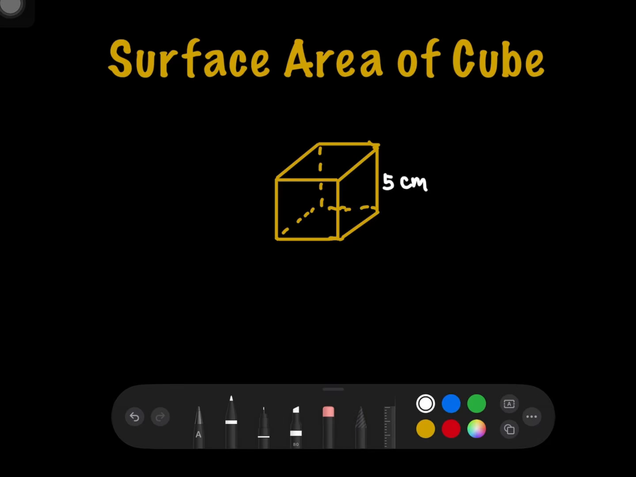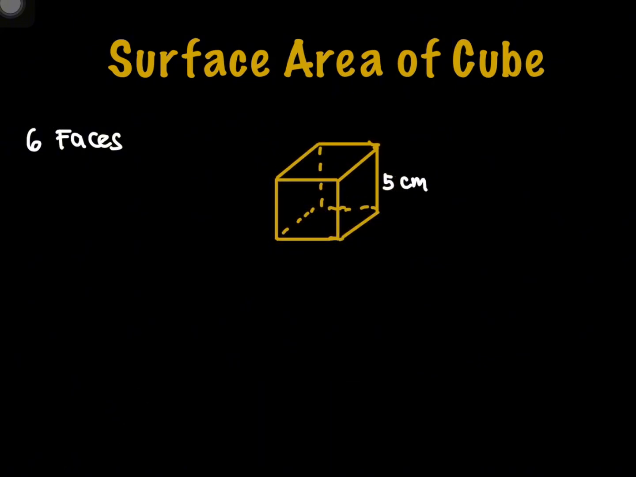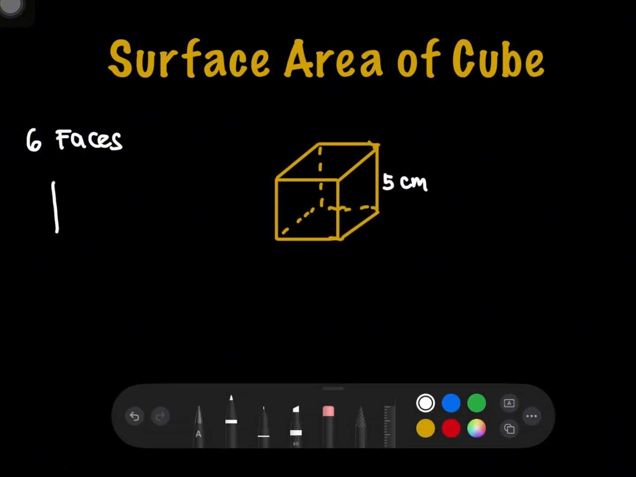To calculate the surface area of a cube, we all know that a cube has 6 equal faces. So in this example, if we have 5 cm as the height of this cube, then all sides should be 5 cm. To calculate the surface area, we have to get one face of this cube, where each side has 5 cm.